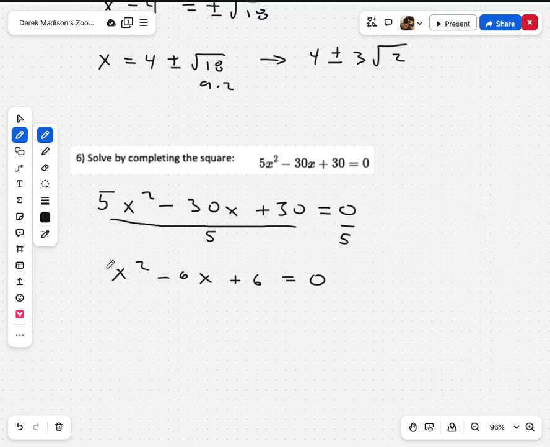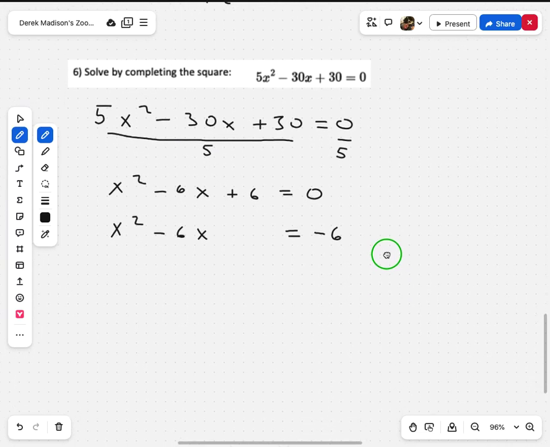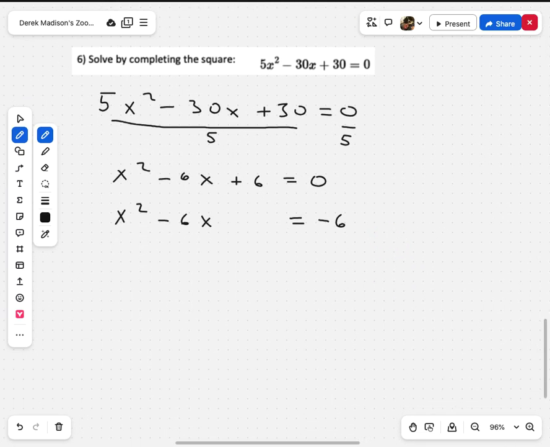But as long as you end up with something where this is 1 and this is even, this is actually easier than the quadratic. So we'll do x squared minus 6x, and let's leave some space. Bring the 6 over. And from here we're going to do half of 6 is 3, and 3 squared makes 9. So plus 9 and plus 9.